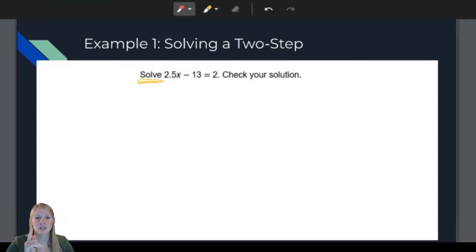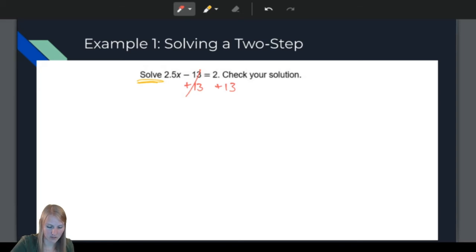So here's the key. Sometimes you do multiplication first, and sometimes you do the -13 first. It depends. See how the 2.5 is really close to the x and then the -13 is off over here? So I'm going to do the 13 first because it's not as close to the x. I'm going to do what is least close to the x first, and then I'll move in closer to the x. So I'm going to add 13 to both sides, always to both sides.